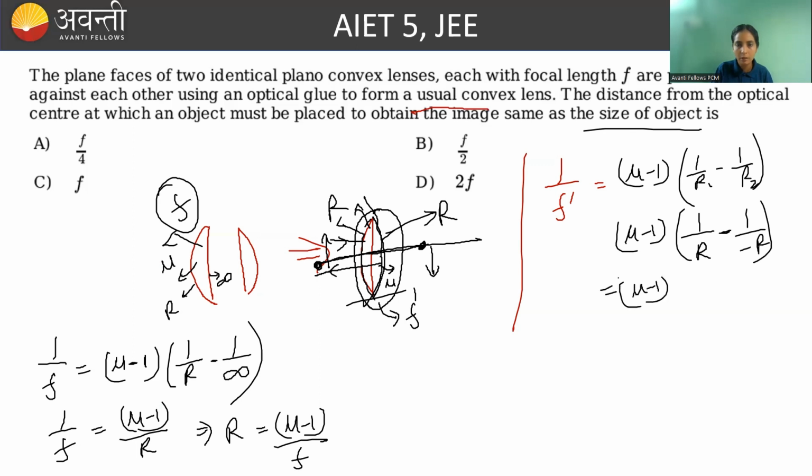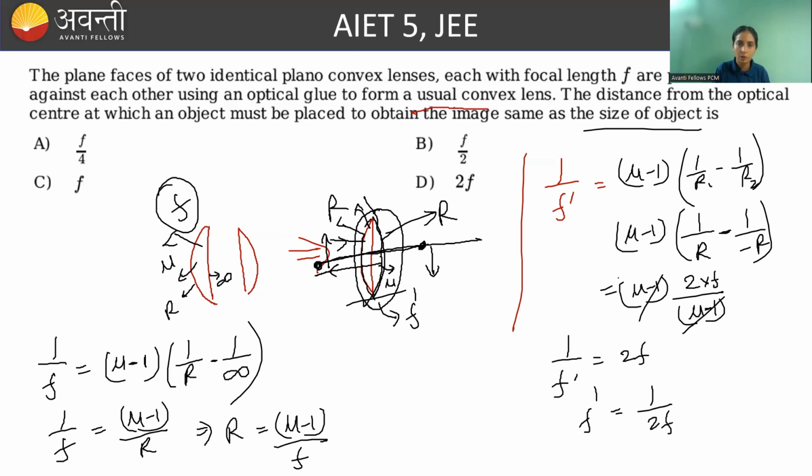Now this will become how much? Mu minus 1, 2 by r. And r value is how much? Mu minus 1 into f. It is this, right? So mu minus 1 will get cancelled. And what value are you going to get? Done. So 1 by f dash is equal to 2 by f.